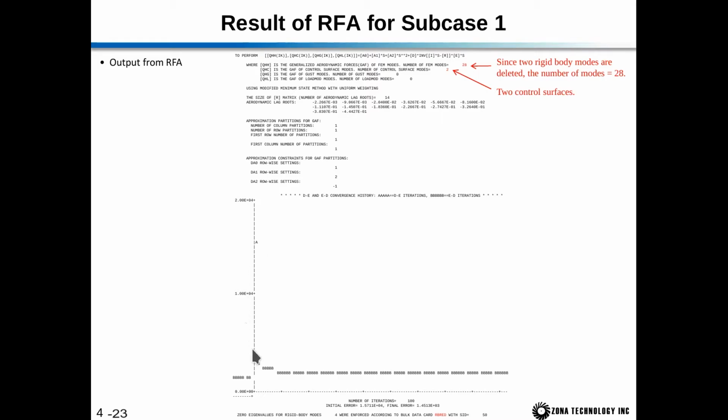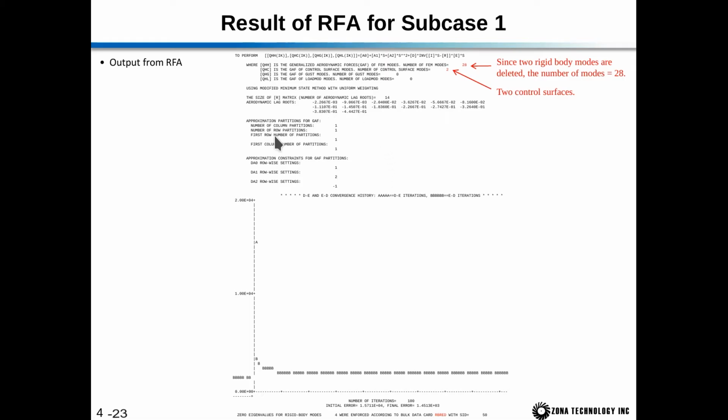You can see we have very quick convergence, which is typical. And then quickly, after only about 10 iterations, the solution converges, but we have 100 iterations shown here. This is very fast, so specifying 100 is fine, even though it looks like within about 10 iterations, it's already converged. And then lastly, ZAERO tells you at the bottom here we have 0 eigenvalues for the rigid body mode 4 was enforced according to the bulk data card RB read.